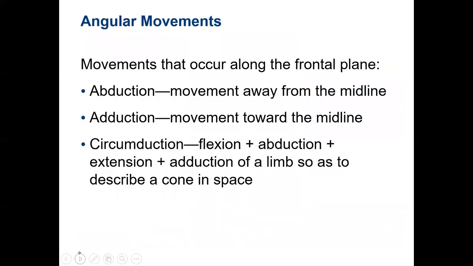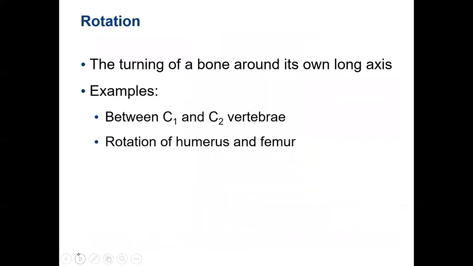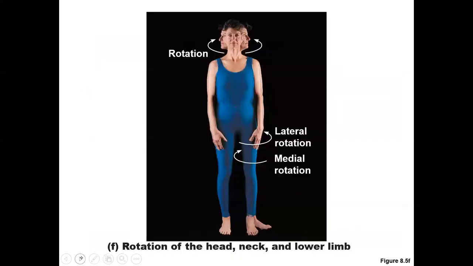Movements in the frontal plane, we have abduction and adduction. Abduction is to move it away, adduction to move it back toward you. Circumduction to move it in a big circle. There's abduction, adduction, and then circumduction of the shoulder. Rotation, turning the bone around its long axis, so there's rotation of the head, the hip.